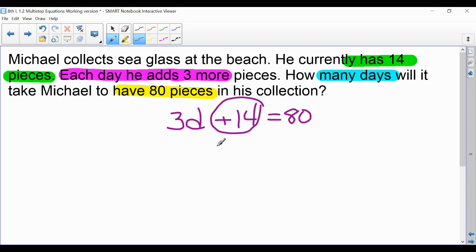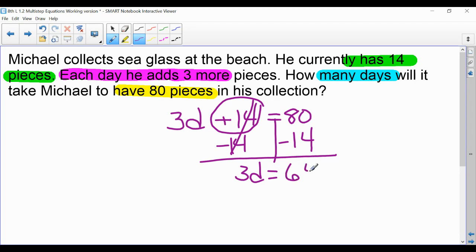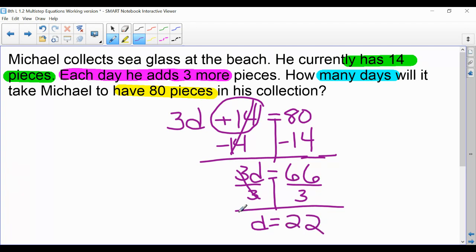Our constant is a positive 14, so we do negative 14 underneath to both sides. I'm left with 3D equals 66, sorry. Number next to a letter is multiplication, so I'm going to use division to solve it. I have D equals 66 divided by 3 is 22. So it'll take Michael 22 days to have 80 pieces in his collection.